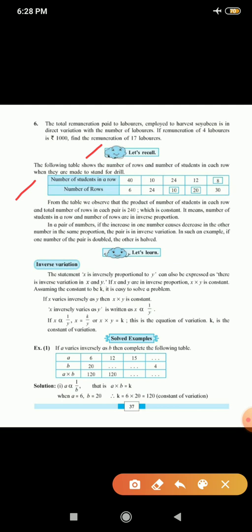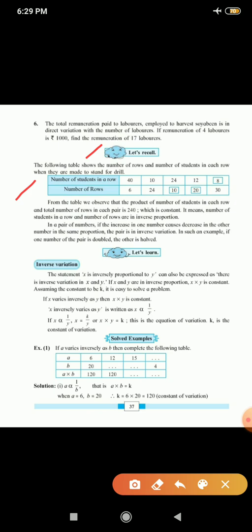Now, from the table, we observe that the product of the number of students in each row and the total number of rows in each pair is 240. That is, 40 into 6 is 240, 10 into 24 is 240, 24 into 10 is 240, 12 into 20 is 240, 8 into 30 is 240. Okay, followed here. Now this 240, which is constant, means the number of students in a row and the number of rows are in inverse proportion.